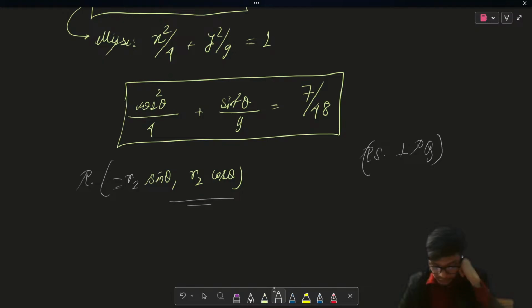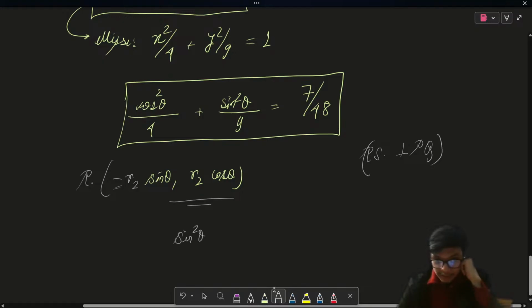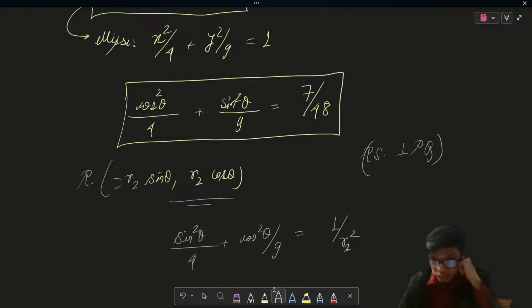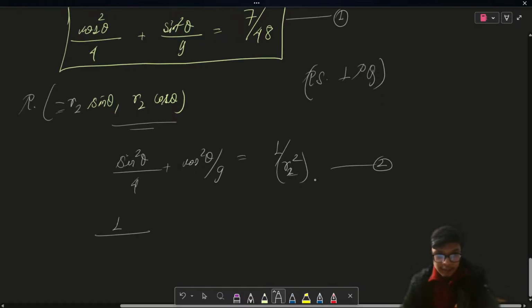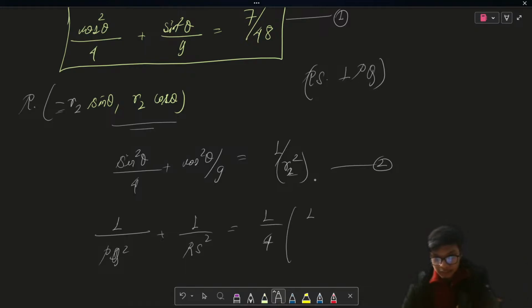Then if I simplify this expression, I will get another modified expression: sin square theta upon 4 plus cos square theta upon 9 will turn out to be 1 by r2 whole square. This is the second equation. Let us consider this is my first equation and this is my second equation. On solving, r1 and r2 are the radial distances. So 1 upon PQ whole square plus 1 upon RS whole square can be given as 1 by 4 times (1 upon r1 square plus 1 upon r2 square), right?